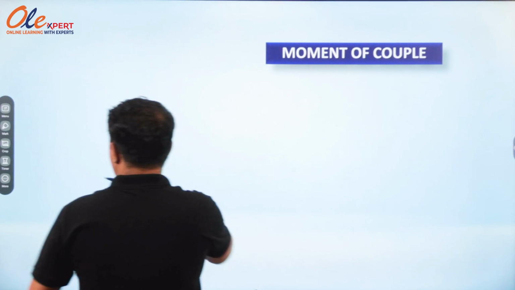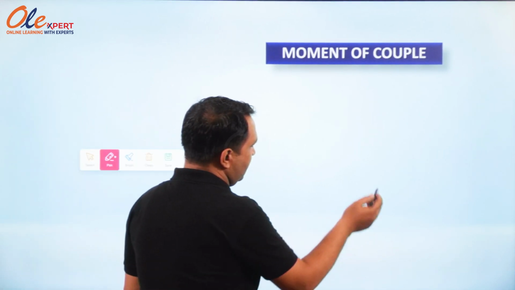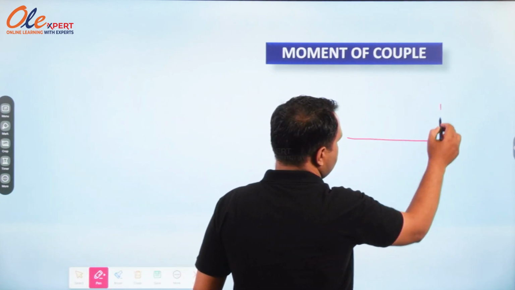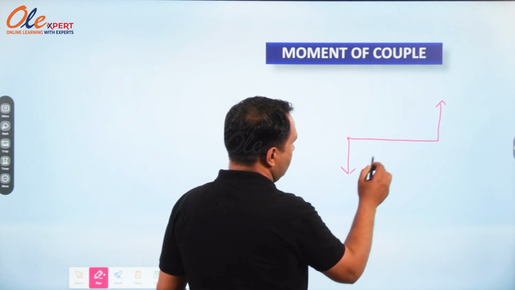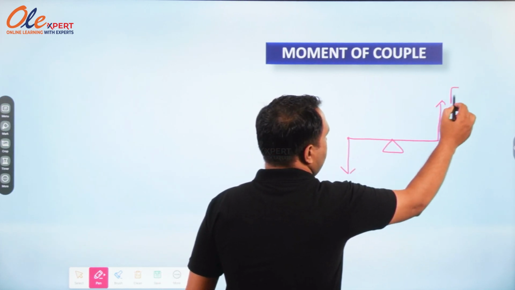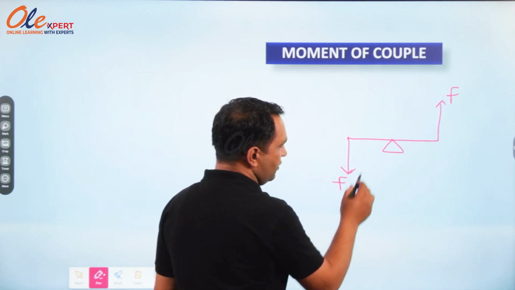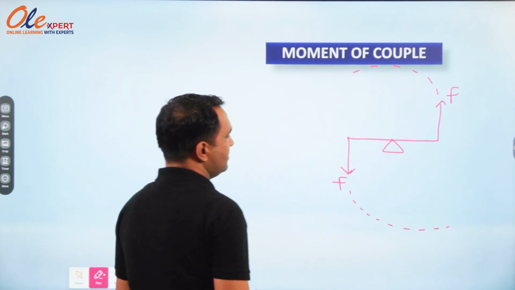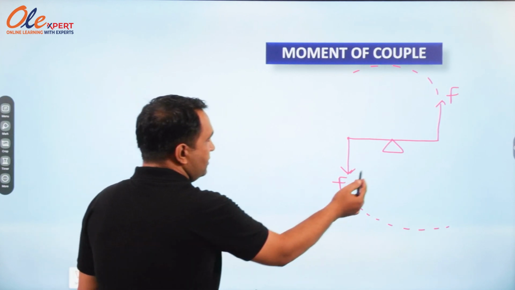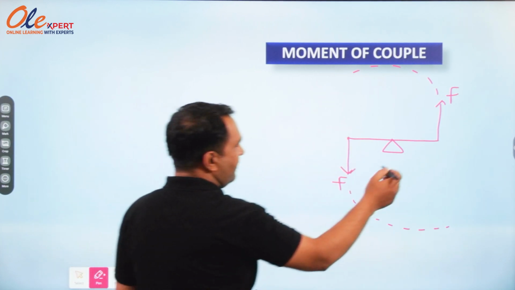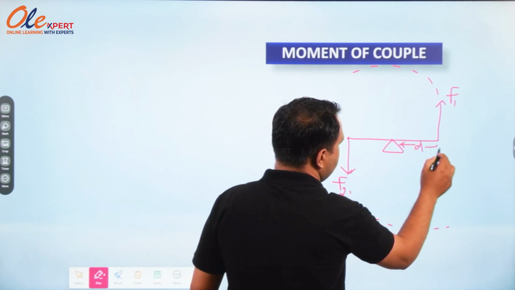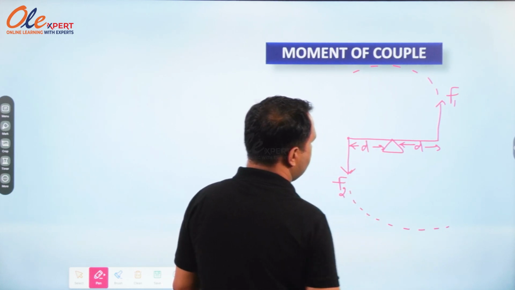Moment of couple. So what is moment of couple? Couple means two equal and opposite forces parallel to each other. Okay. So here two forces are applied which are equal and opposite. Both forces will do the anti-clockwise rotation. Okay. So for the moment of couple, suppose that this force is F1, this force is F2, and this distance is D, right?